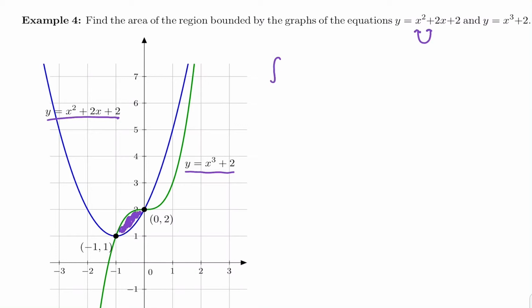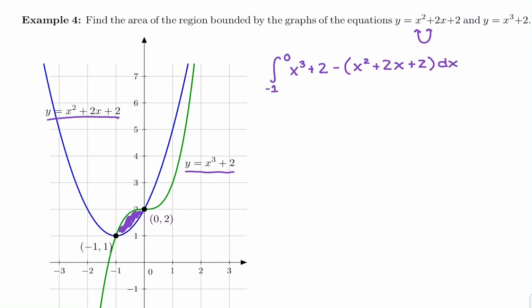So the x values where they intersect are from -1 to 0, always x's, never y's, when you set it up. And your upper function is x cubed plus 2, minus your lower function, the parabola x squared plus 2x plus 2, dx.